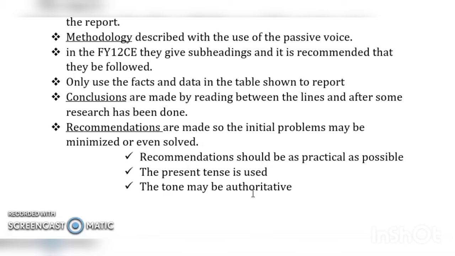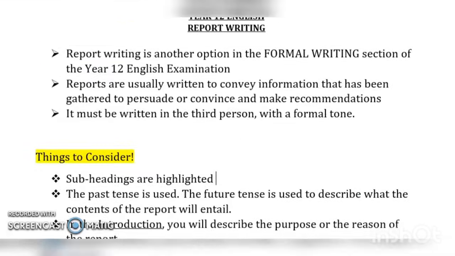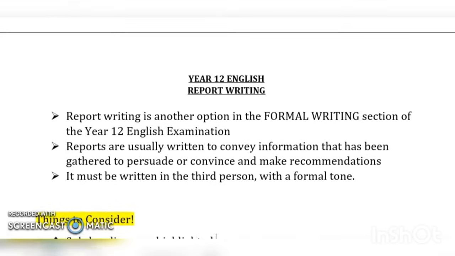So, for example, if there is soil erosion, a recommendation is trees need to be planted in order to strengthen the soil with their root systems. So there is minimum to no soil erosion. So that needs to be your tone. So how you're going to bring about the recommendations. All right. So those are some notes that you need to consider when you are doing your report writing.